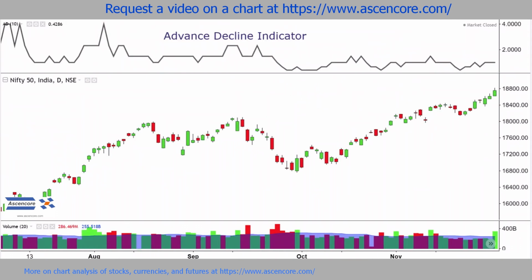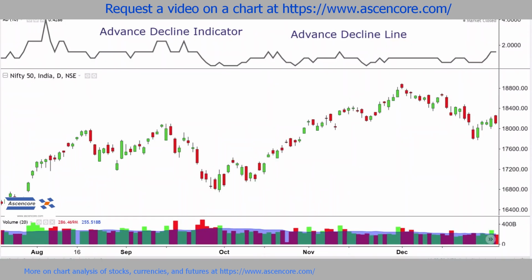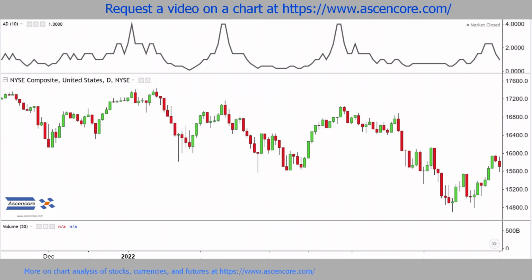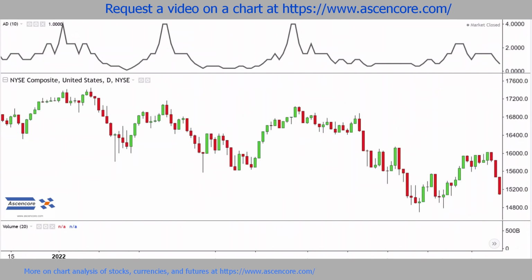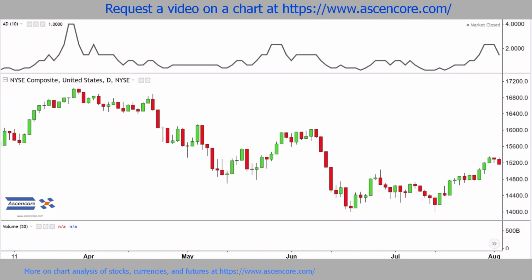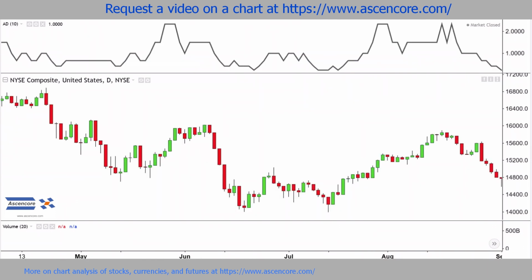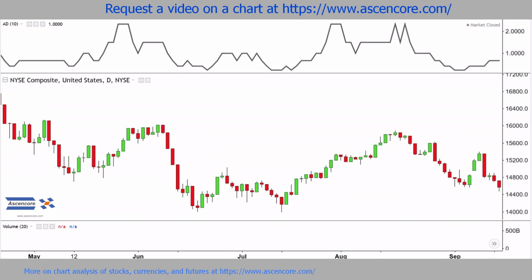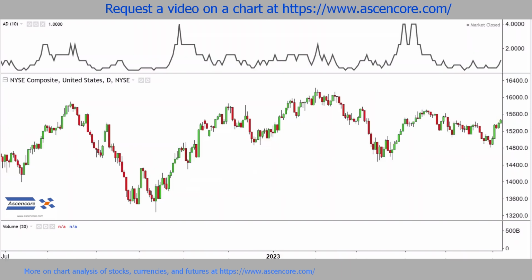The advanced decline indicator, also called the advanced decline line or breadth indicator, provides a general idea of broad market sentiment. It does this by providing a ratio for a given market, such as the New York Stock Exchange. The ratio is formed by comparing the number of stocks that increased in value to the number of stocks that decreased in value. The magnitude of the advance or decline is not measured, rather just whether it is an up or down day for each stock.